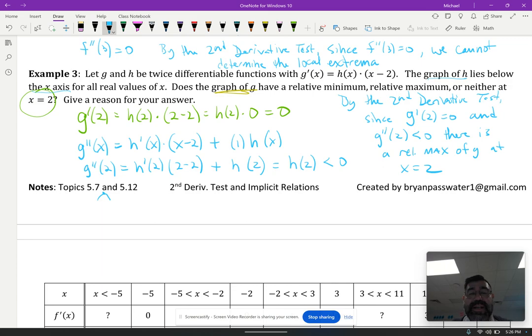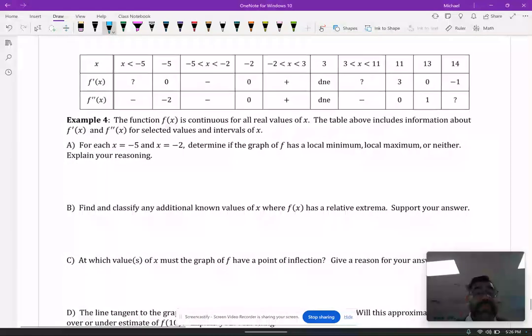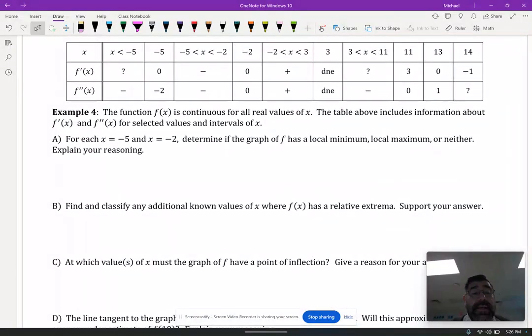We're going to do example 4, and then we're going to pause this video. Example 4 says we have a function. It's continuous for all real numbers of x. The table above includes information about f prime of x and f double prime of x for selected values and intervals of x. So not all values are given here. That's important to remember. Part A, for each of x equals negative 5 and x equals negative 2, determine if the graph of f has a local minimum, local maximum, or neither, and explain your reasoning.